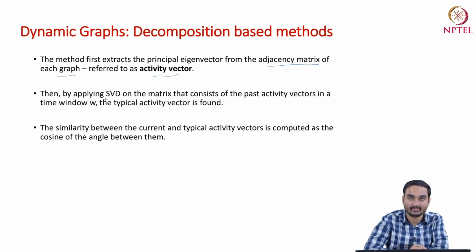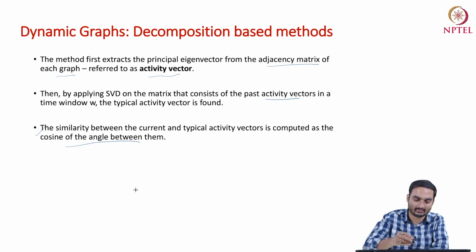Then we apply SVD on the matrix that consists of the past activity vectors in a time window W, and then the similarity between the current and the typical activity vector is computed as the cosine angle. Now this is very similar to the one that we discussed earlier.